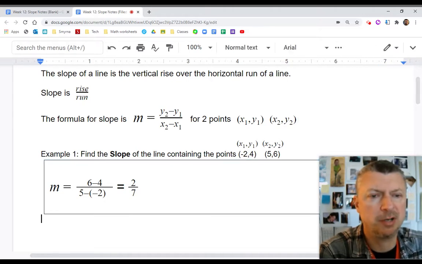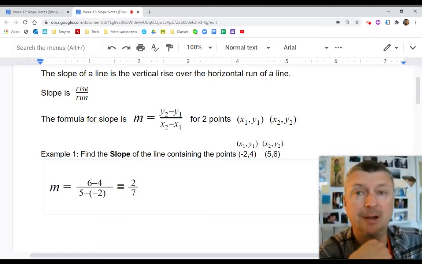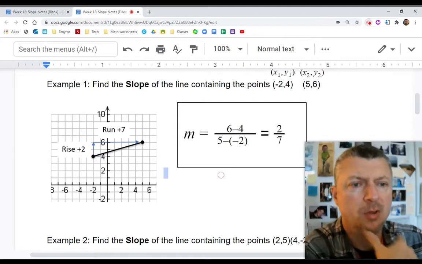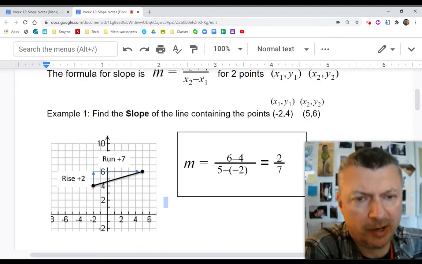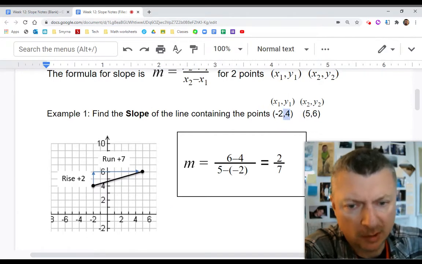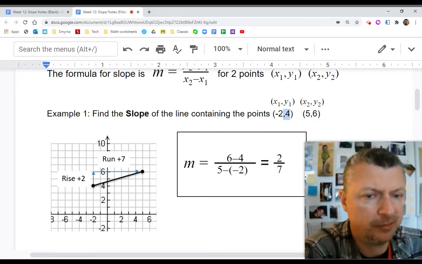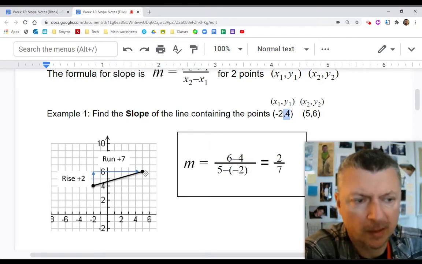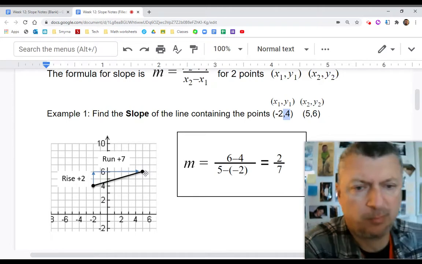All right, so I'm going to make a graph for you. Be right back, and then I'm going to show you what that means. All right, so I have a graph here. Now, it has the 2 points. You have negative 2, 4. So that's minus 2. There we go. And then up 4. Negative 2 on x, up 4 on y. So that's that point. We have 5, 6 over 5, up 6. So that is the line.